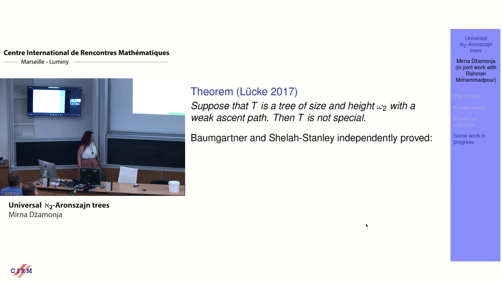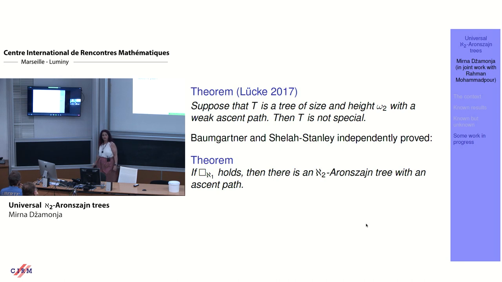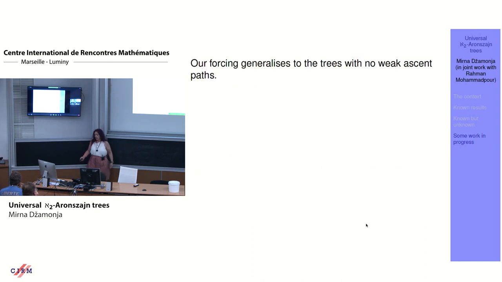Now, do such things exist? Yes, Baumgartner, Shelah and Stanley independently proved that if we have the box principle, the square principle, then there is an Aleph 2 Aronszajn tree with an ascent path. So under the assumption of square, of course, we know this: there are trees that are not specializable.